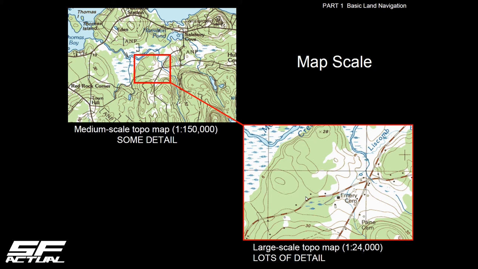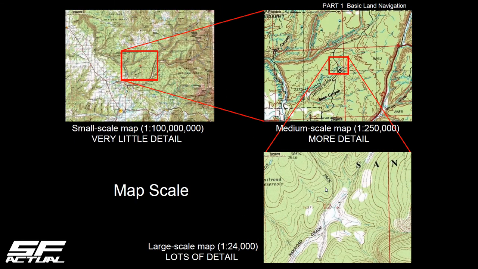Just way more detail. You'd be able to see the different buildings, see all these are different buildings here. You'd be able to see the waterway, even though you can see the waterway here. It's just way more detail, all these contour lines that you can see. Again, lots of detail. I feel like I've beaten that up enough. I think you guys get it.